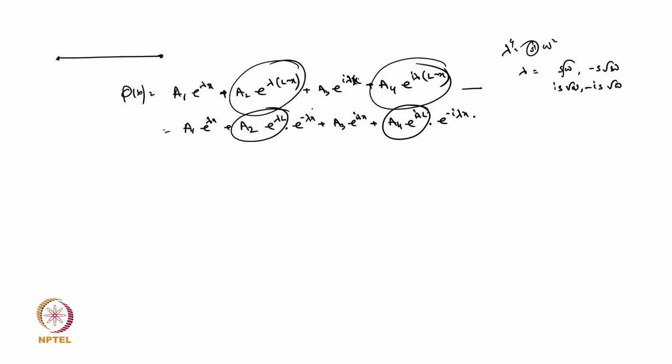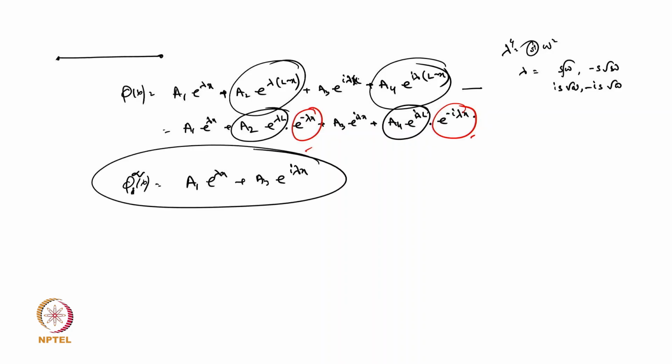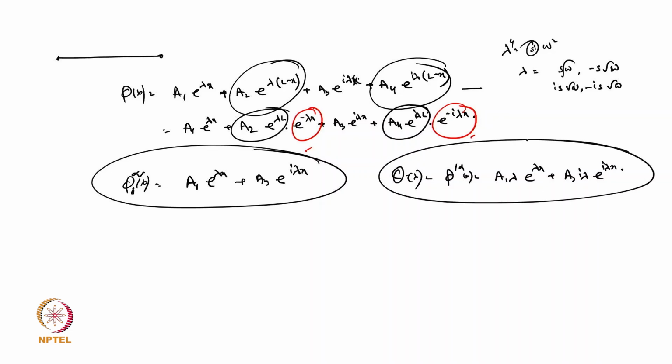Here we can say that these two terms highlighted in red are actually representing the waves coming from the right hand side. Now if it is infinitely long, then those two contributions will no longer be there, and we can write our expression for the infinite case as a1 e to the power of lambda x plus a3 e to the power of I lambda x only. Once we write this, theta will be nothing but the derivative of it: a1 lambda e to the power of lambda x plus a3 I lambda e to the power of I lambda x. So we can get the solutions this way.